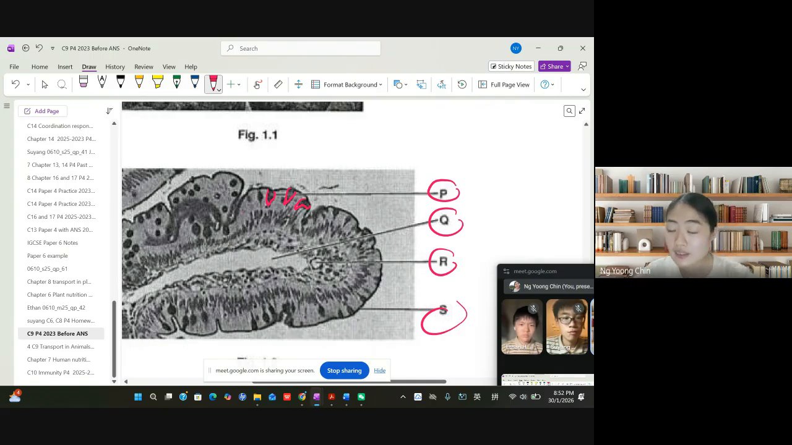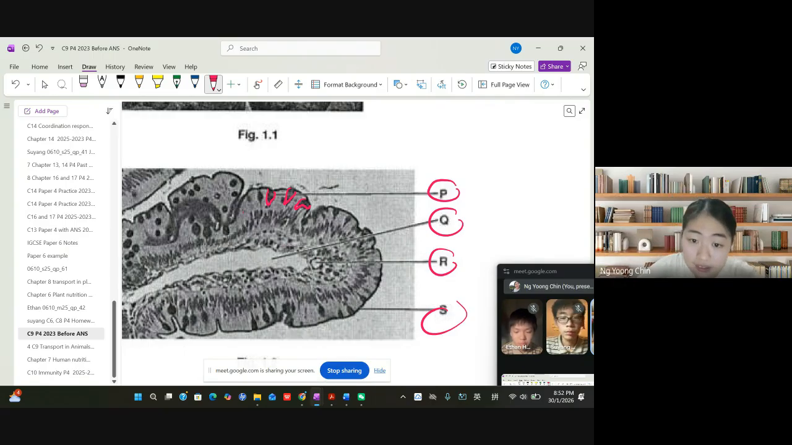Can you recognize it? It's a cell that produces mucus. So what is the name of the cell to produce mucus? Goblet cell. Yeah, it's a goblet cell, correct. How about Q? Q is in the middle. So Q is actually the lacteal. How about R?